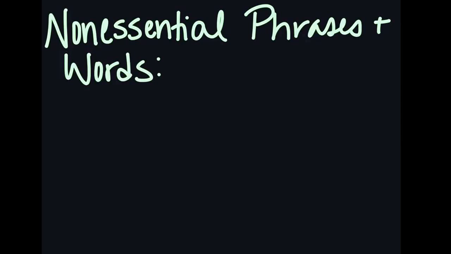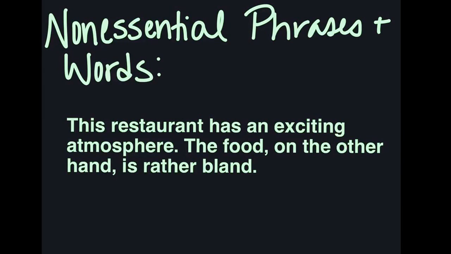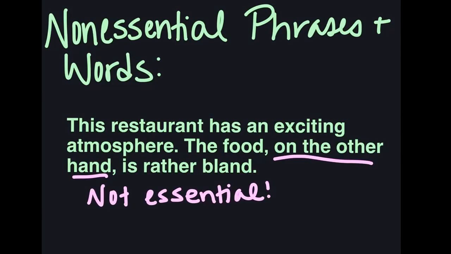Now let's look at some non-essential phrases and words. These are phrases and words that are not necessary in order to understand the sentence. Look at the following examples. This restaurant has an exciting atmosphere. The food, on the other hand, is rather bland. On the other hand is not essential to the meaning of that sentence, so we set it off by commas.